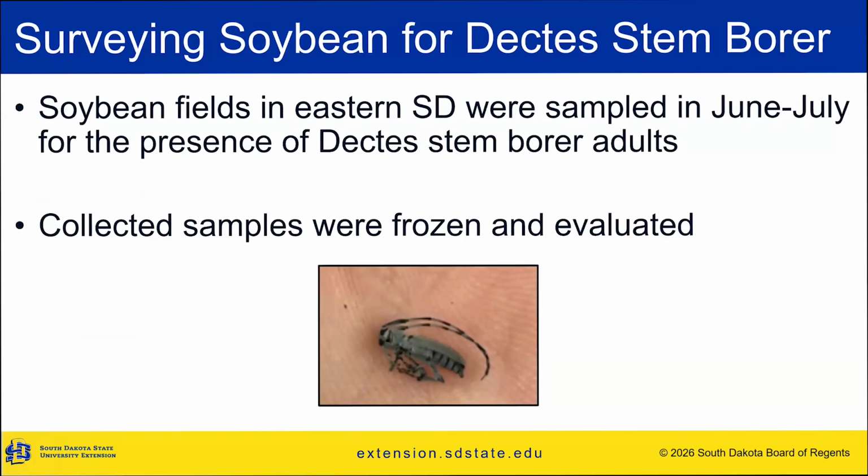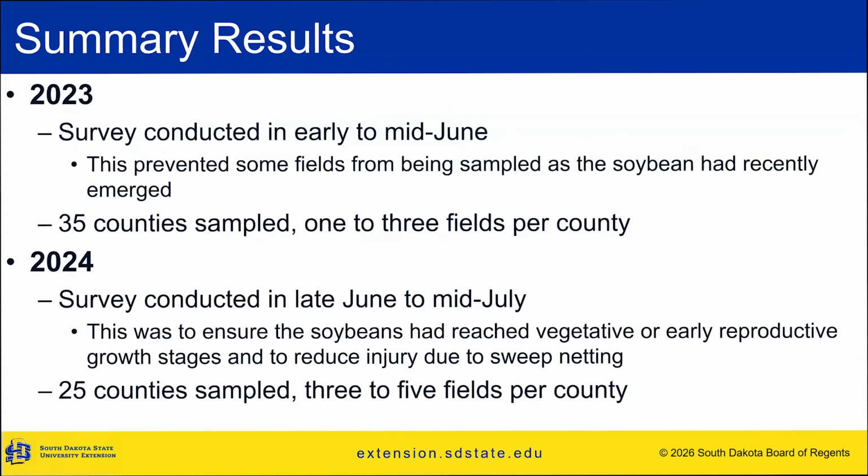So the last part I'll go through quickly is we did do the survey. We went out through soybean fields. These were farmer fields. We'd go out, swing a sweep net a few times, and see whether or not there were Dectes stem borer adults present. In 2023, we sampled 35 counties. In 2024, we did 25 counties, but we increased the number of fields per county. We went out from early to mid-June in 2023, then in 2024, late June to mid-July.